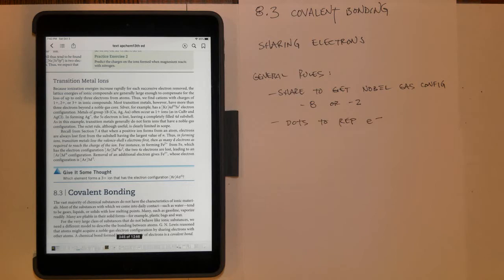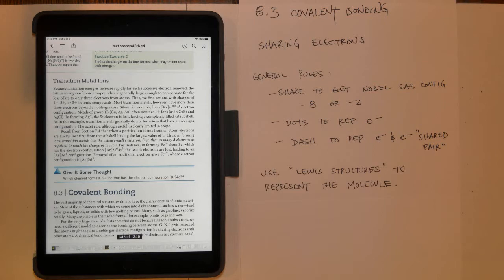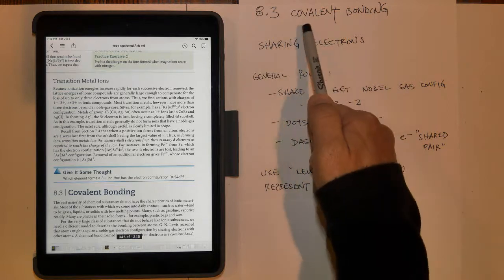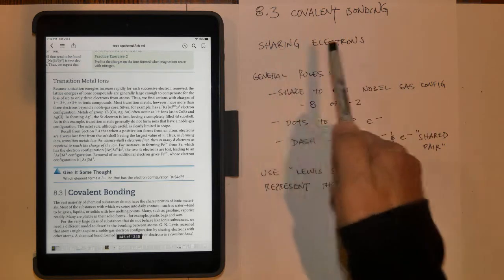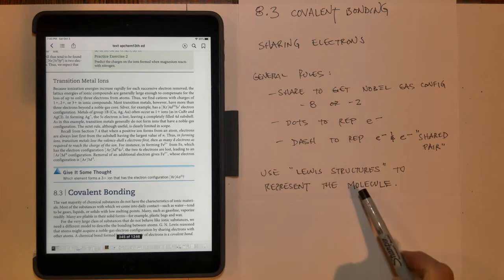Use dots to represent this when you're showing covalent bonding. The dots represent electrons around an atom. We also use dashes to represent the shared pairs of electrons and to show that 2 electrons are being shared by 2 different atoms. We use these things called Lewis structures to represent the molecules. And the word molecule technically means something that is covalently bonded, meaning that electrons are shared. So the words covalent and molecular are sometimes used interchangeably.